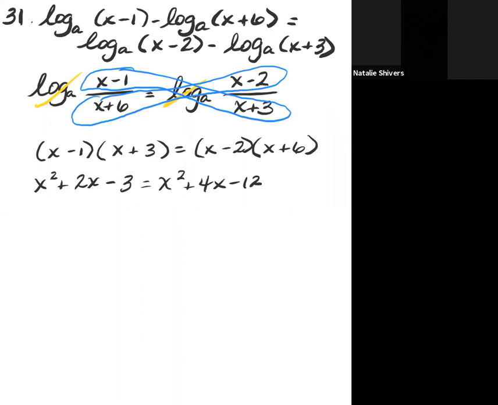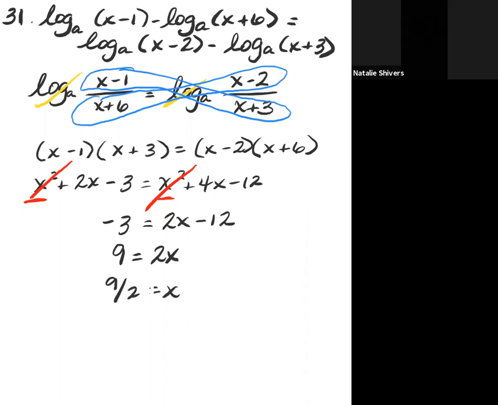And then I'm going to move everything back and forth, but notice that I have x squareds on each side. So if I subtract one, they're going to go away. Okay, so I'm going to subtract 2x, add 12, and divide by 2. And 9/2 works perfectly. Again, go back and double check at the very top. Those work just fine. So those are all the first set of problems.